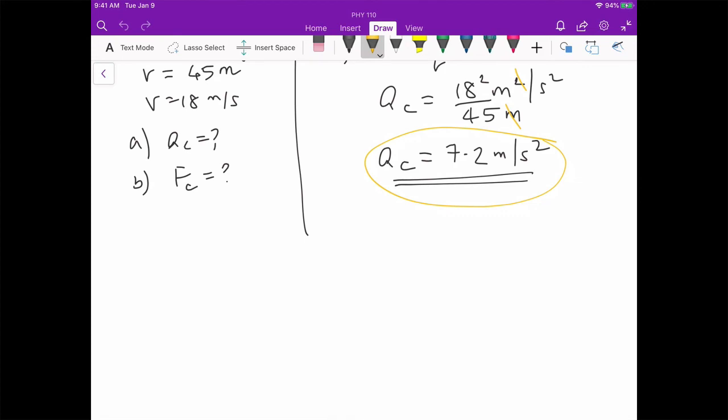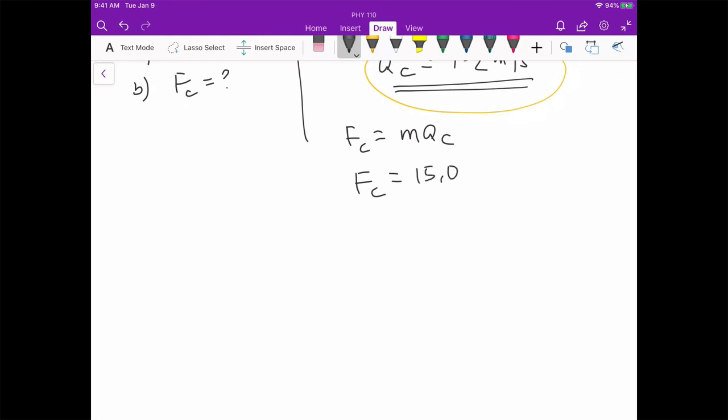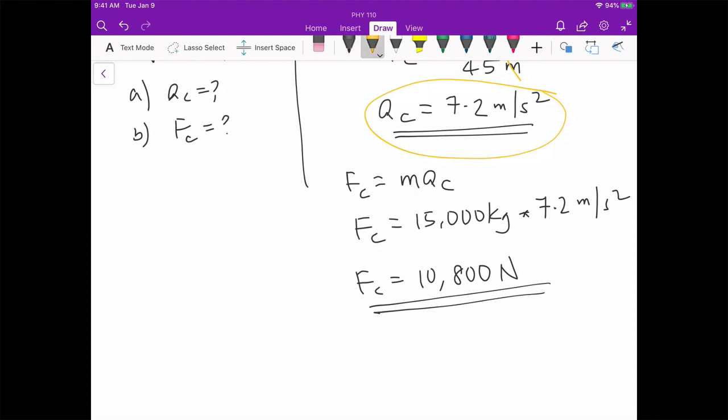Likewise, proceed for part B. Simple. Since you already found a centripetal, just multiply that a centripetal by mass. So the mass is given as 1500 kilogram. You multiply that by 7.2 meters per second squared. Then your centripetal force equals 10,800 kilogram meter per second squared, which is equivalent to Newton. All right. Okay.